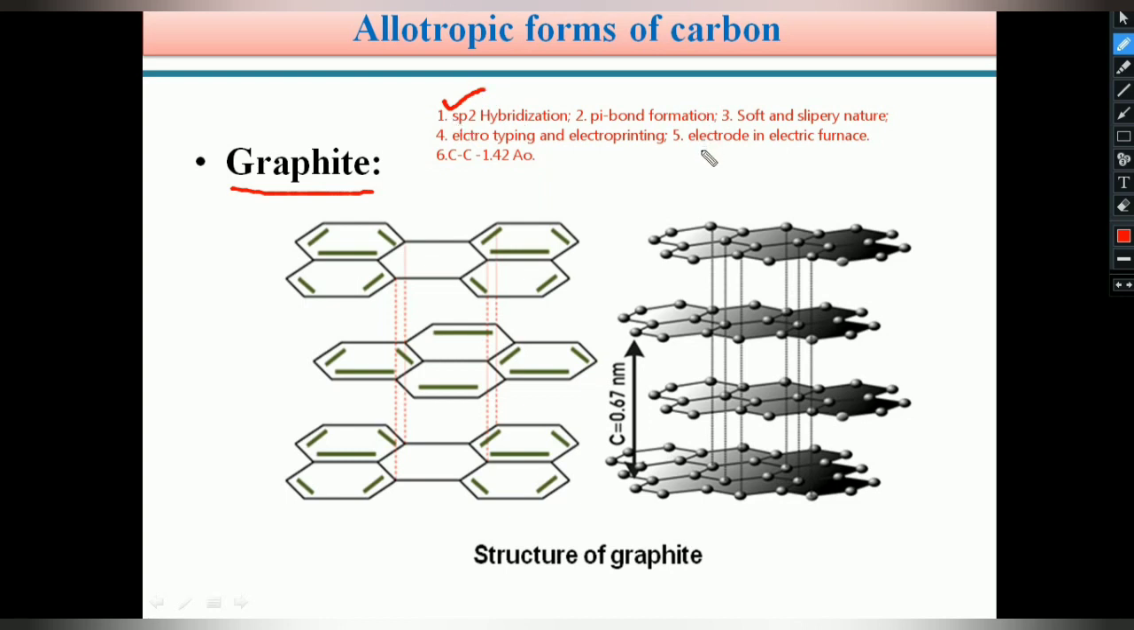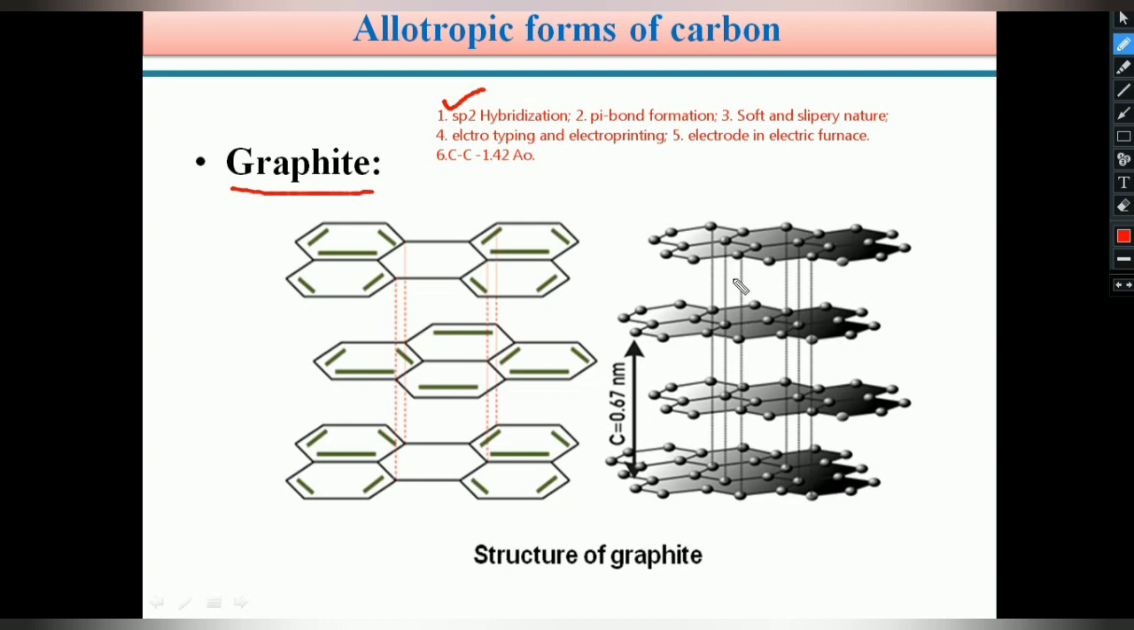Due to the presence of an unpaired electron in the p orbital, it forms a pi bond with the other carbon atom of another graphite layer. Students, graphite can form a 2D, two-dimensional structure. Between these layers, a pi bond is formed due to the unpaired electron present in the p orbital of a carbon. Due to this, graphite is soft and slippery in nature, whereas diamond is a very hard substance, but graphite is soft due to this pi bond interaction between the layers of the graphite.